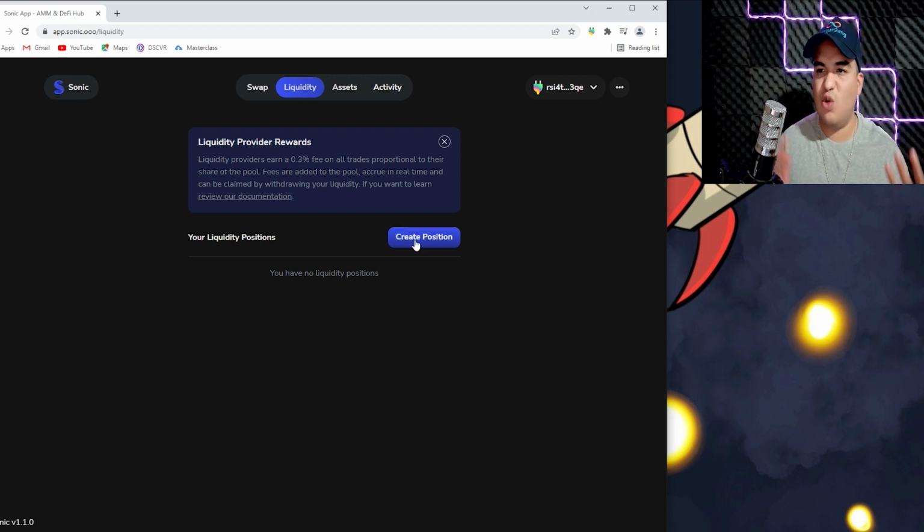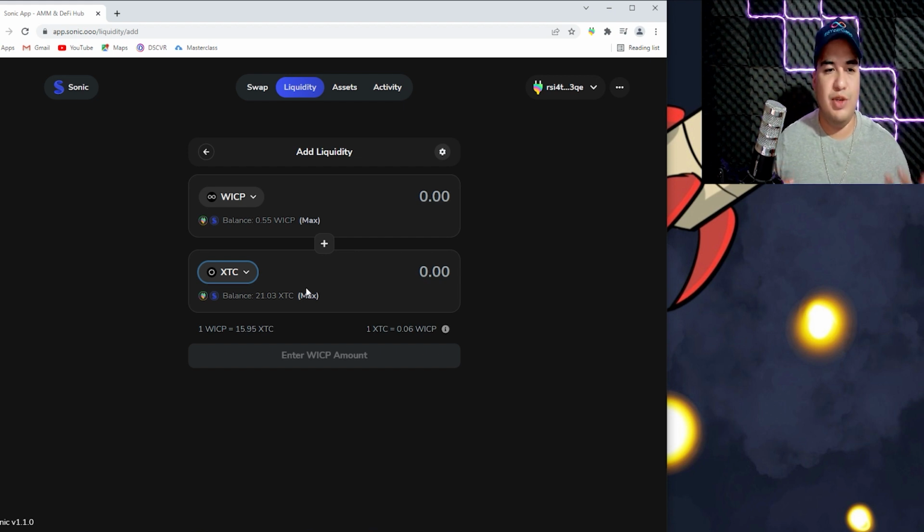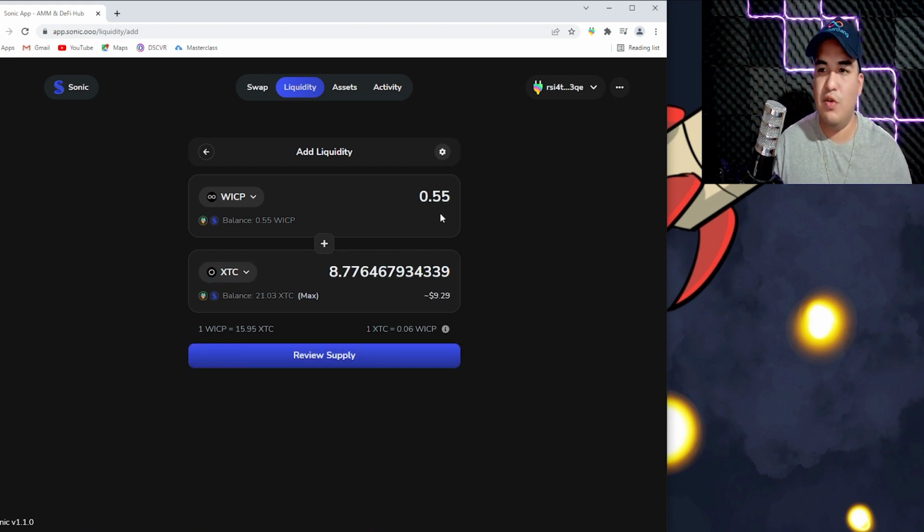Let's go ahead and click create position. So right here in create position, I have my WICP and I have my cycles. So right here, let's go ahead and click max. If you notice, it automatically balances out. So I put 0.55 ICP and it balances that with 8.77 cycles.